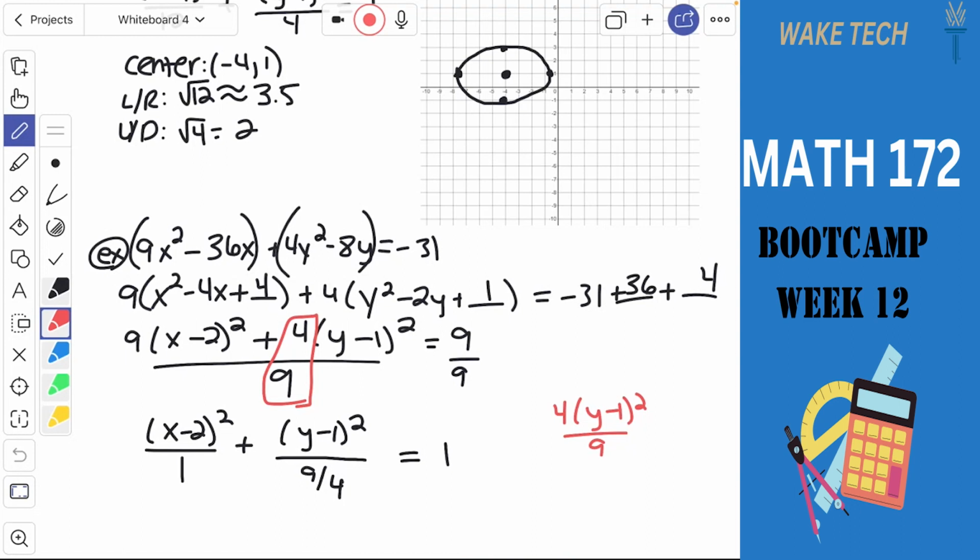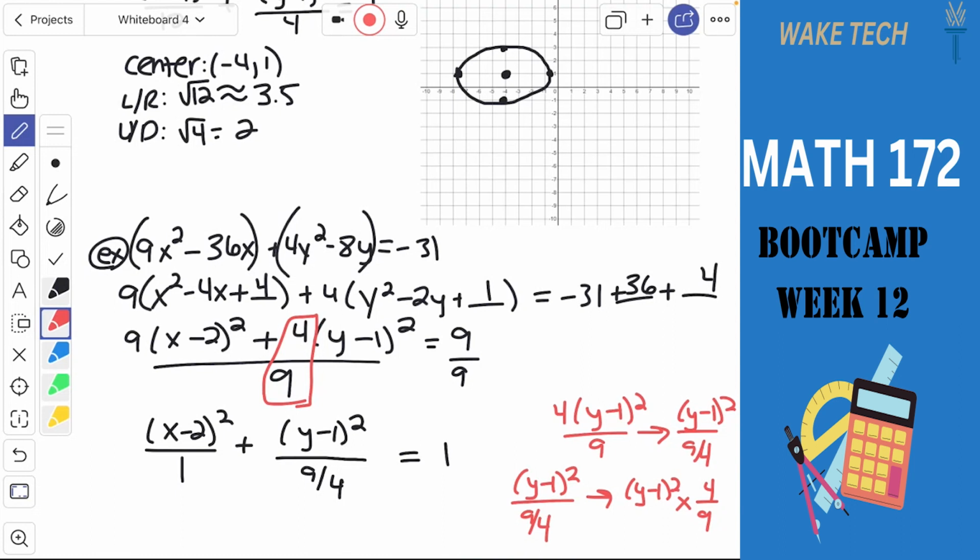So I'd like to move the 4 down there, and how that works is we would write it as 9/4. Think about what would happen if we actually divided (y minus 1) squared by 9/4. To divide by a fraction, that's the same thing as multiplying by the reciprocal of the fraction, which would give us back 4 times (y minus 1) squared over 9. It's mathematically sound, what I've done writing it as 9/4.